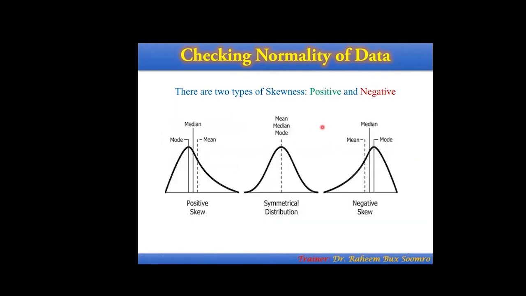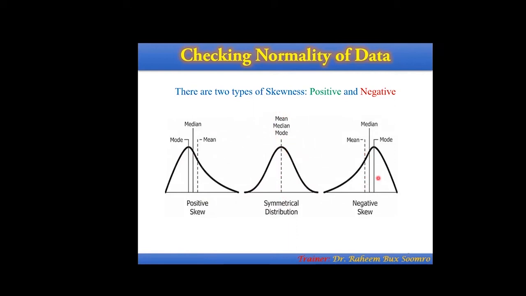Now, there are three graphs. See the first graph here. Here you find a very fine bell-shaped curve. If the curve looks like this, it shows the data is perfectly normal, but that rarely happens. Practically, it rarely happens that the shape of your data looks like this. Here the mean, mode, and median are located at the same position.